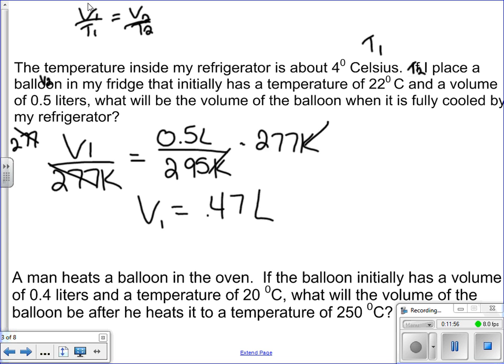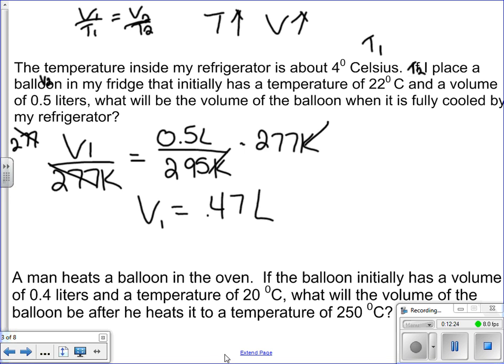And this should kind of make sense because if temperature increases, volume is going to increase. So then volume should increase. So if our temperature went from 295 to 277, it decreased. So then our volume should decrease. So our answer should be less than 0.5. So that worked correctly.